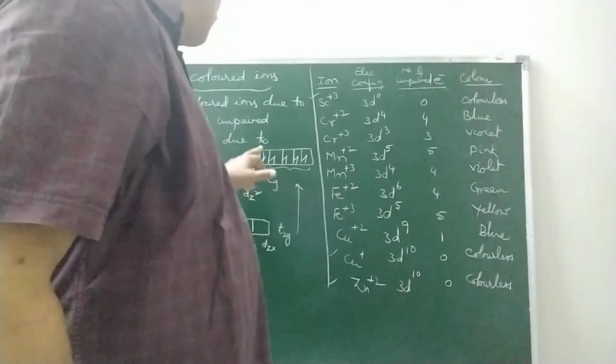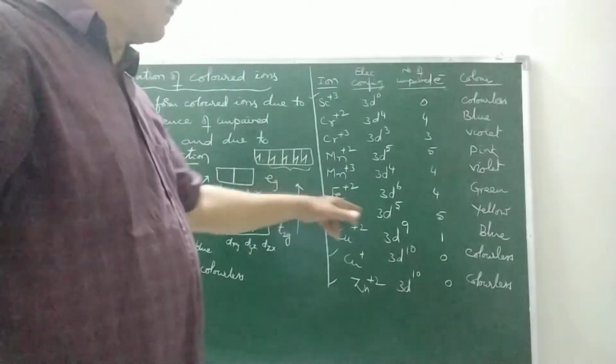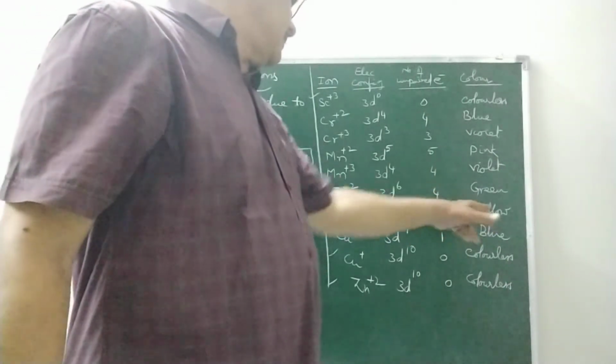Fe+3, one more electron is removed. That means it becomes 3d5. So 5 unpaired electrons are present. It is yellow in color.